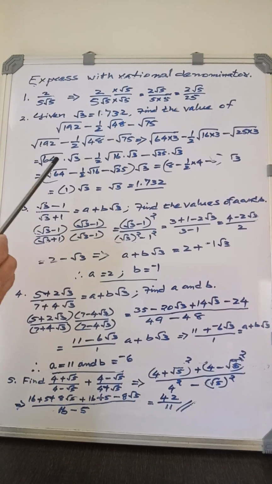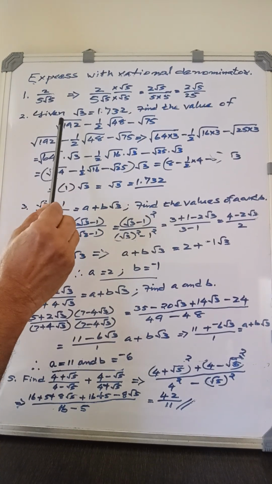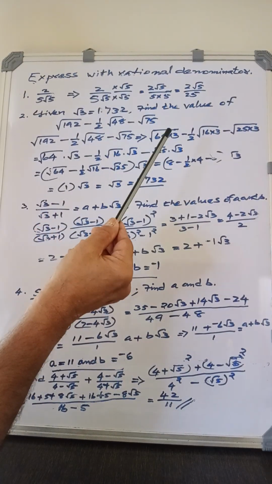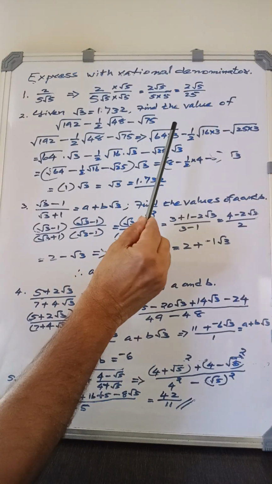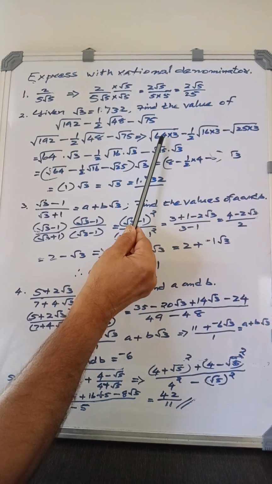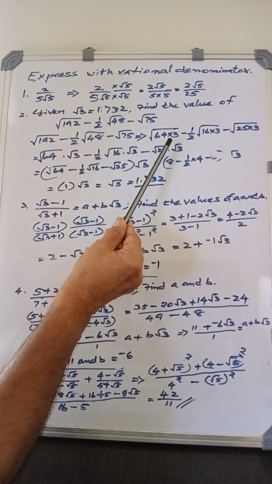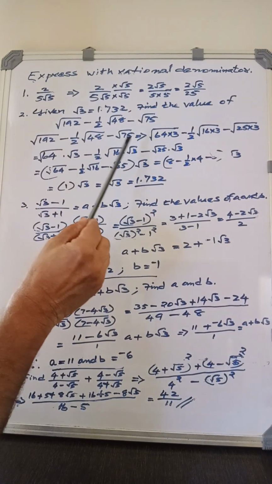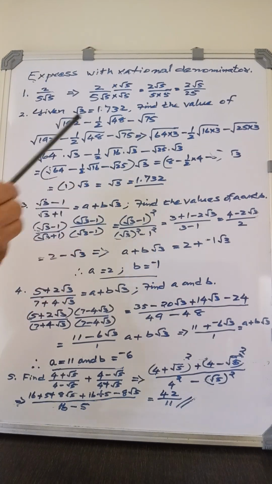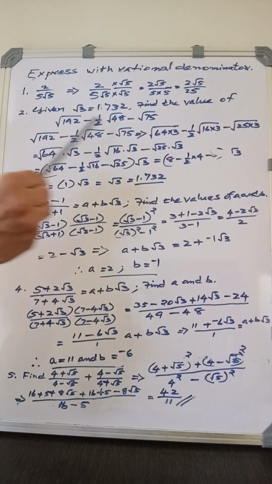We have to split this root 192 into a perfect square and a number. When we split a perfect square from 192, it becomes 64 into 3. 64 is a perfect square and 3 is a prime number. Therefore, root 192 is root 64 into 3, minus 1 by 2 root 48.